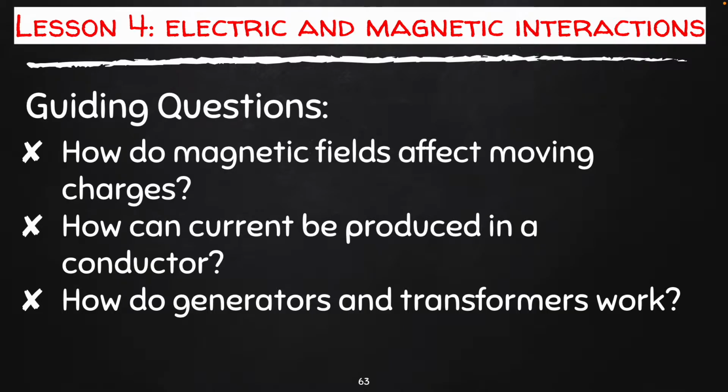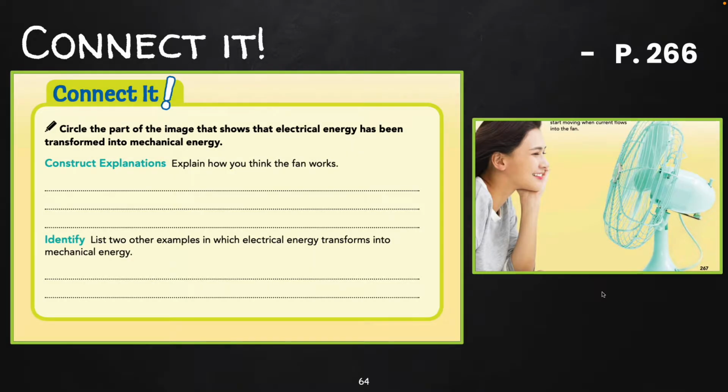So our guiding questions: how do magnetic fields affect moving charges? How can current be produced in a conductor? And how do generators and transformers work? Starting on page 266, we're going to look at the Connect It.